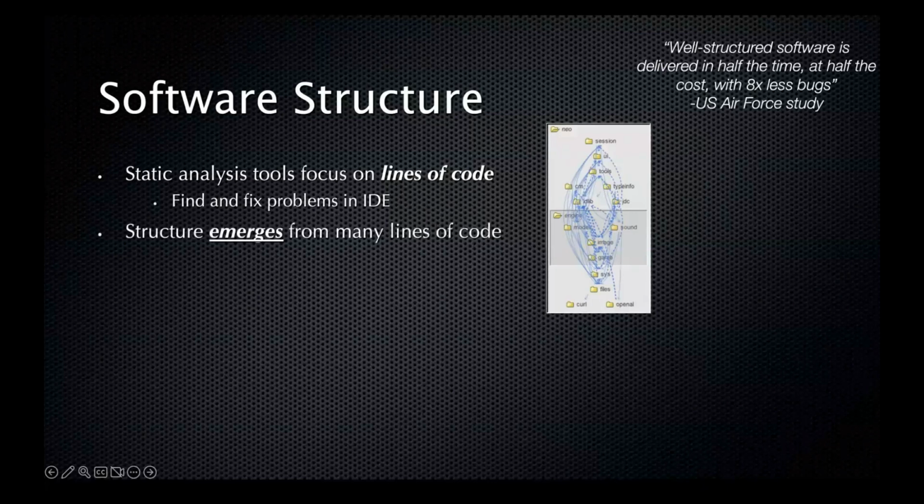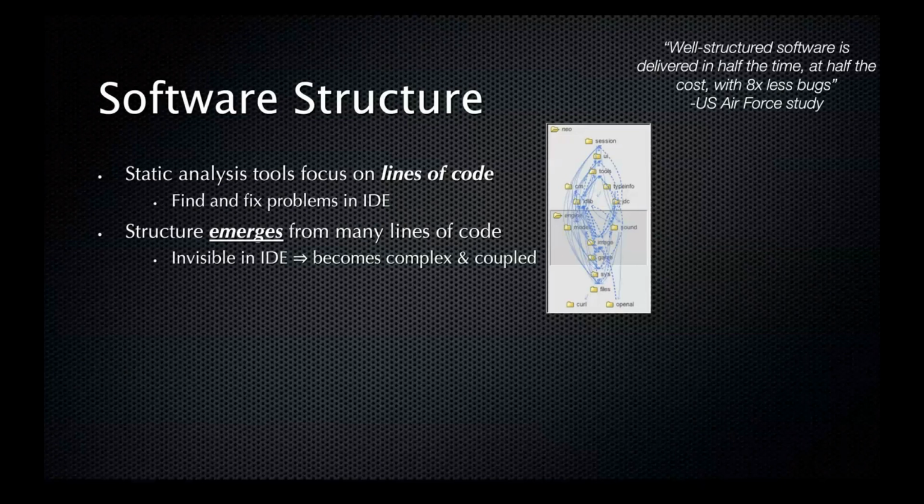Structure, on the other hand, is something that emerges from many lines of code. So it's really across the whole code base. And when you get a problem with the structure of your code, it's not typically related to individual lines. It's typically related to lots of lines, and you need to understand a lot more about the overall dependency structure of your code base in order to do that repair.